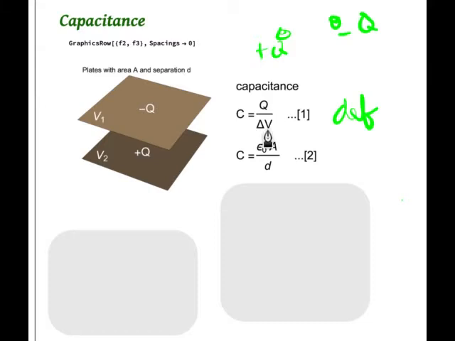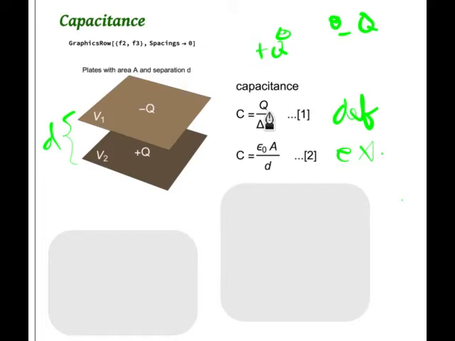So Q over delta V is the definition of capacitance, and that's a very general form. That holds for a capacitor of any design. Now, the second equation says the capacitance is epsilon naught A over D. Well, that's not a general equation. That's a specific case. That's an example. That's the case of a parallel plate capacitor. A parallel plate capacitor has two parameters: the plate area and the separation between the two plates. So this is the separation. This distance is D.